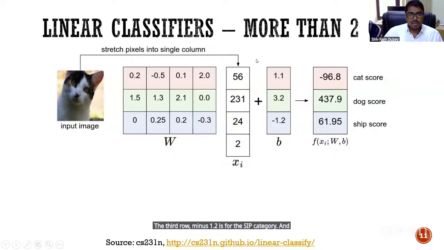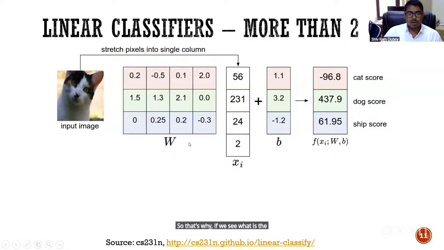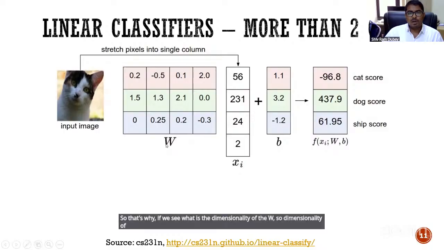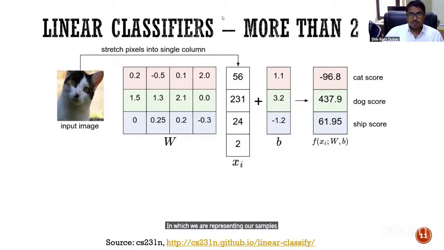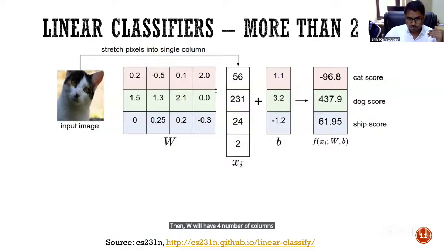And this input image X is represented using a 4-dimensional feature vector here. So the dimensionality of W will depend upon the dimensionality of the data in which we are representing our samples and the number of classes that we have. If we have 3 classes, then W will have 3 rows. And if my input image is represented using a 4-dimensional feature vector, then W will have 4 columns here.